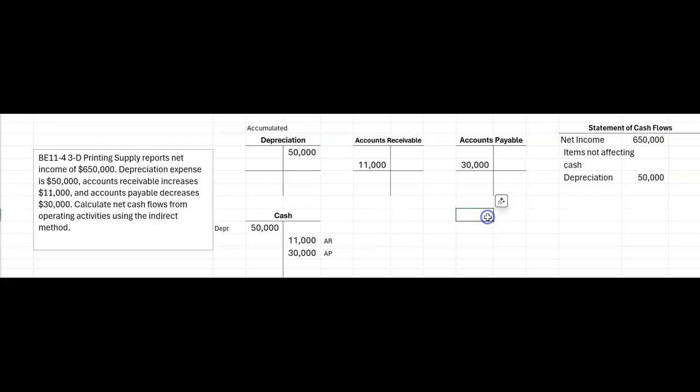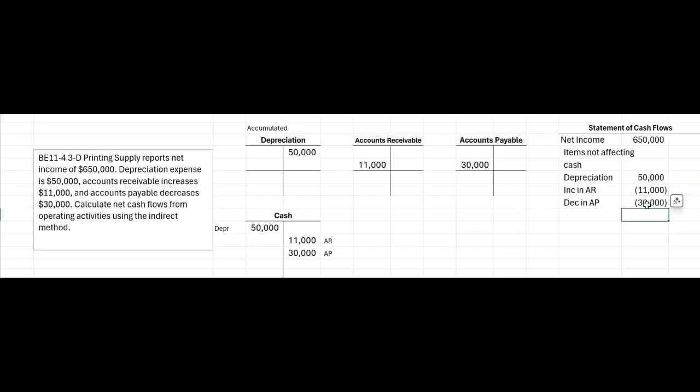So now we're ready to complete our statement. We've got $650,000 in net income. We're going to add back depreciation, and then we've got an increase in accounts receivable of $11,000. That would be a negative number here. And a decrease in accounts payable of $30,000. That makes sense.